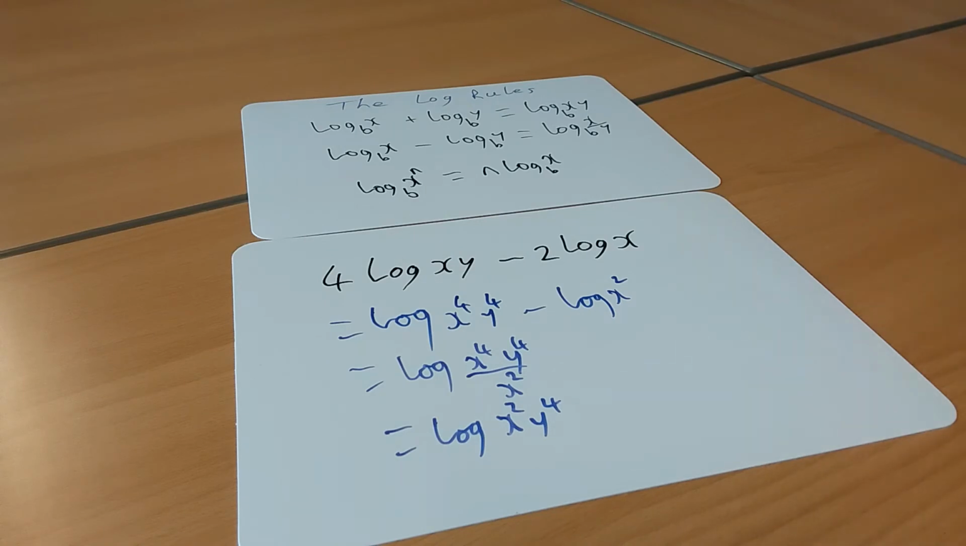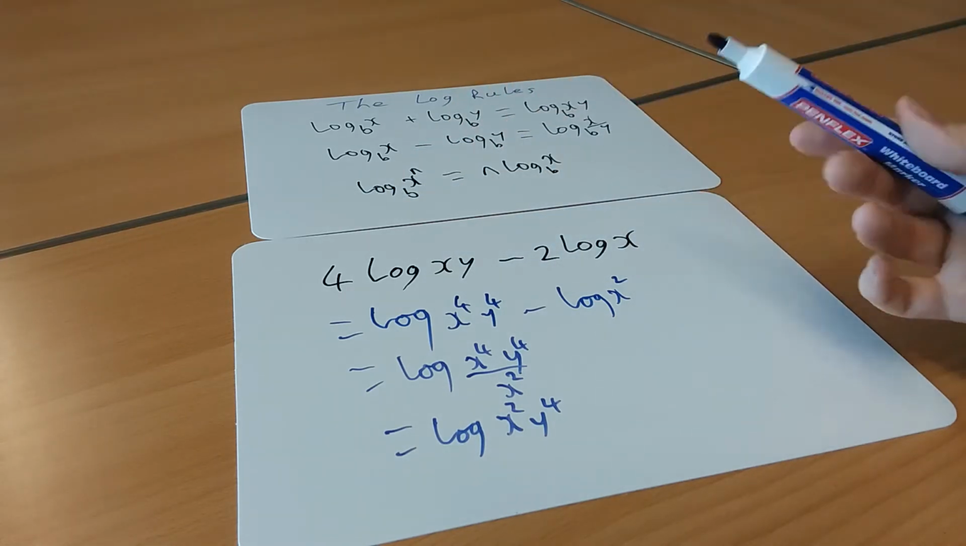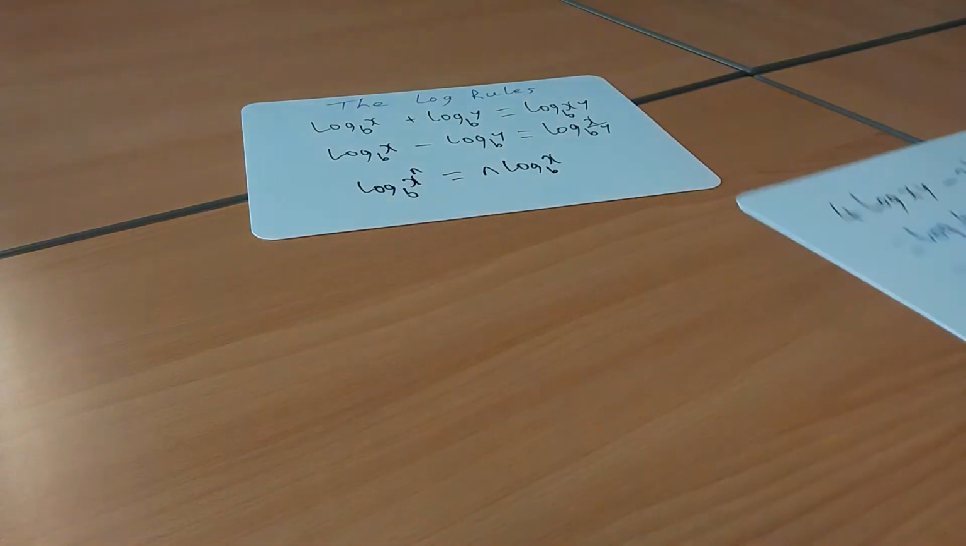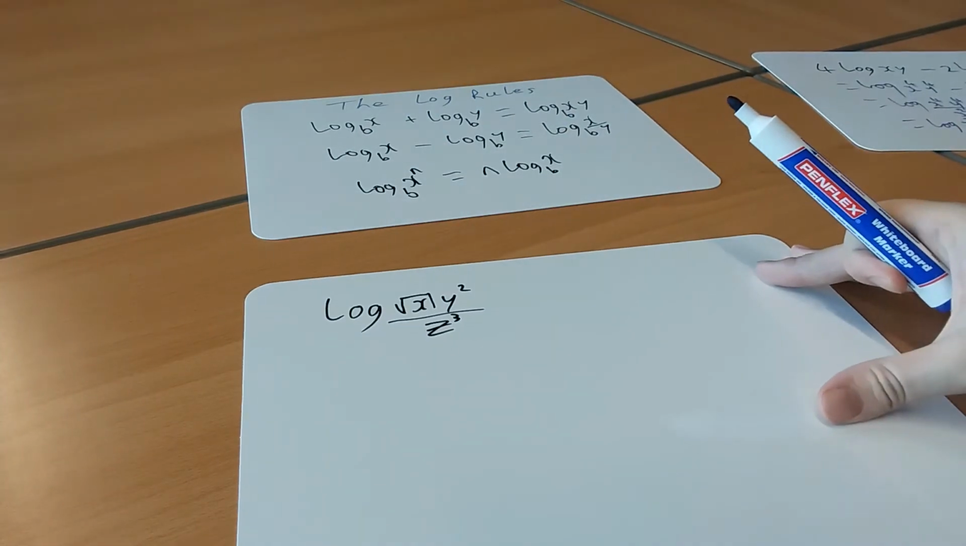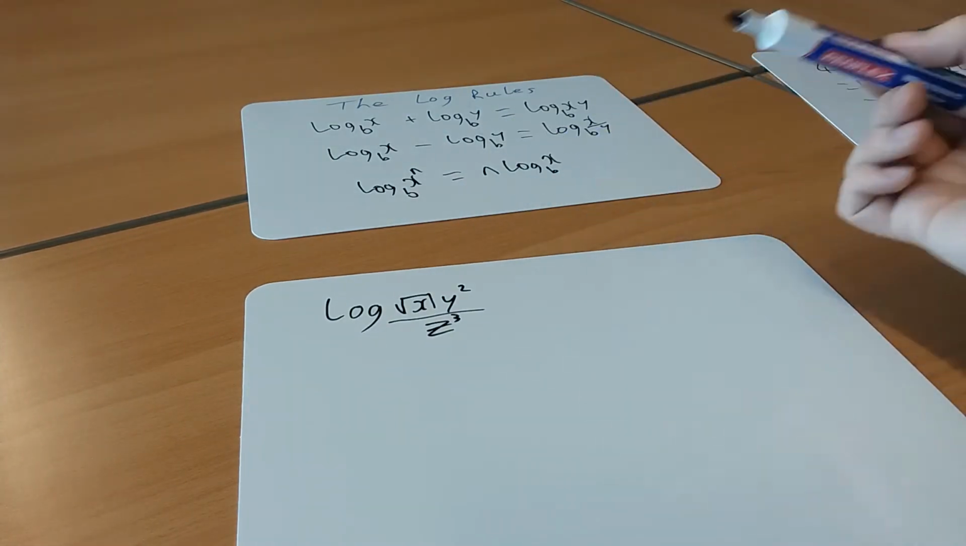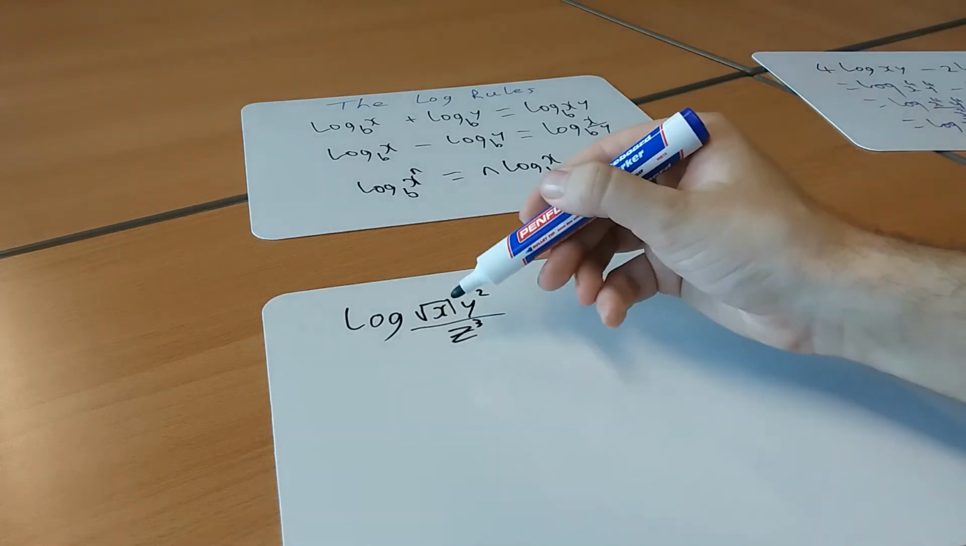Now, this is one type of problem where we're starting up with loads of different logs and we're putting it all together into a single logarithm. Let's have a go at going the other way. On this one, we've got some x's, we've got some y's, and we've got some z's. The aim here is to write it as some number of log x's, some number of log y's, and some number of log z's.